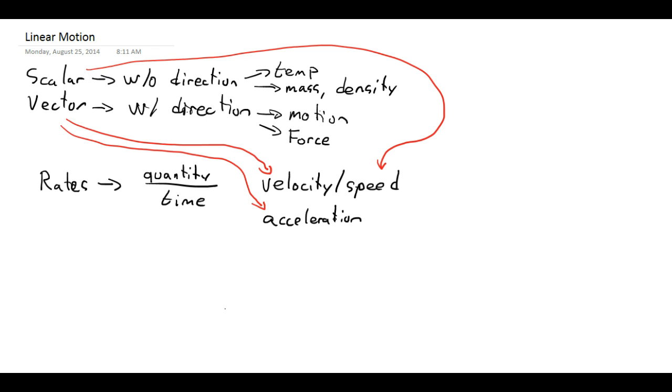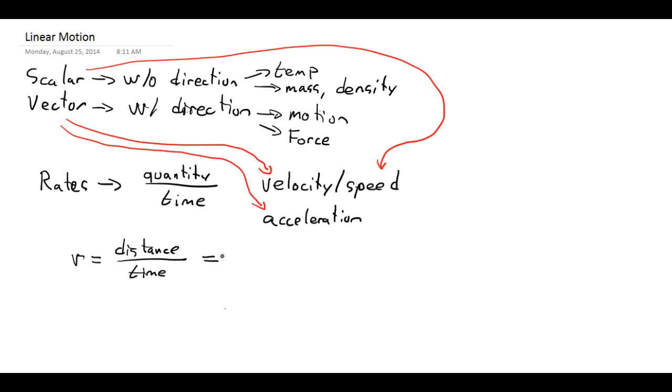So, if we go back to velocity and speed, the simplest way to put velocity is it's just the rate of distance divided by time. So I'll abbreviate velocity with a v, and it just simply equals distance traveled divided by the time that it took to travel that distance.